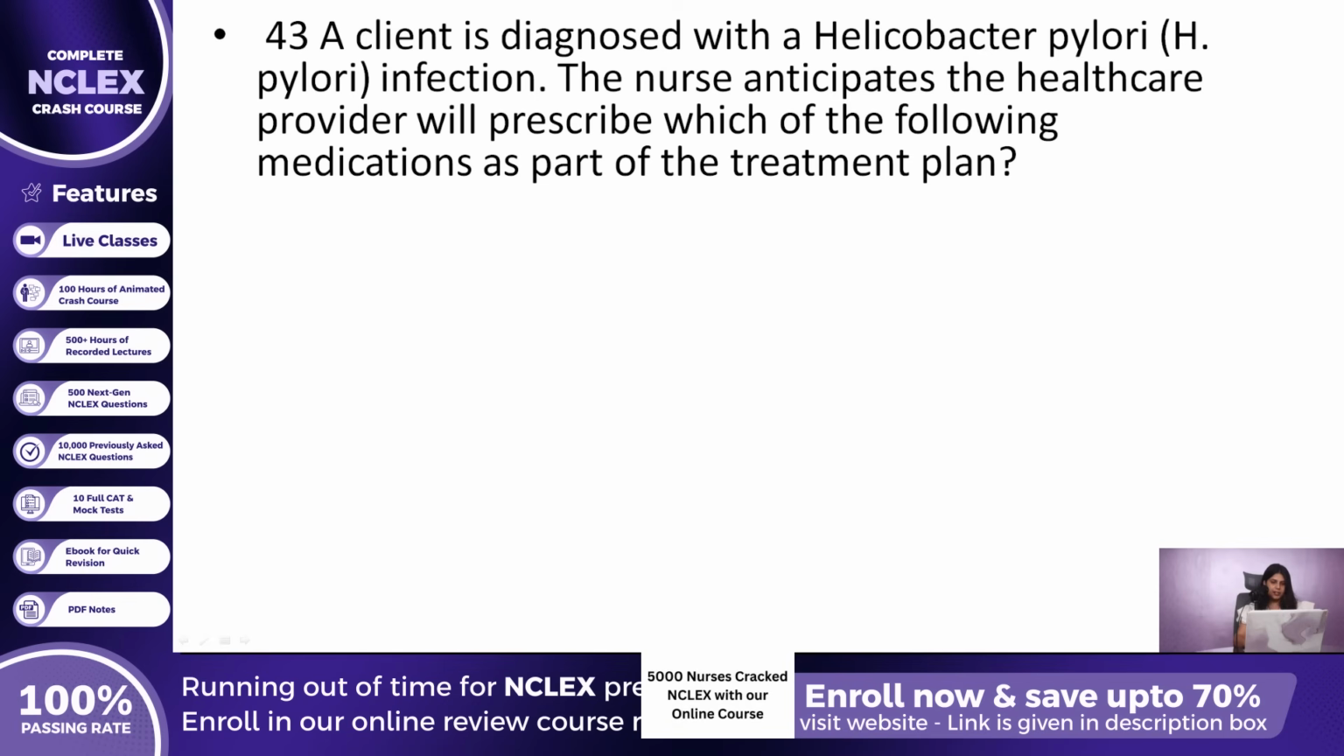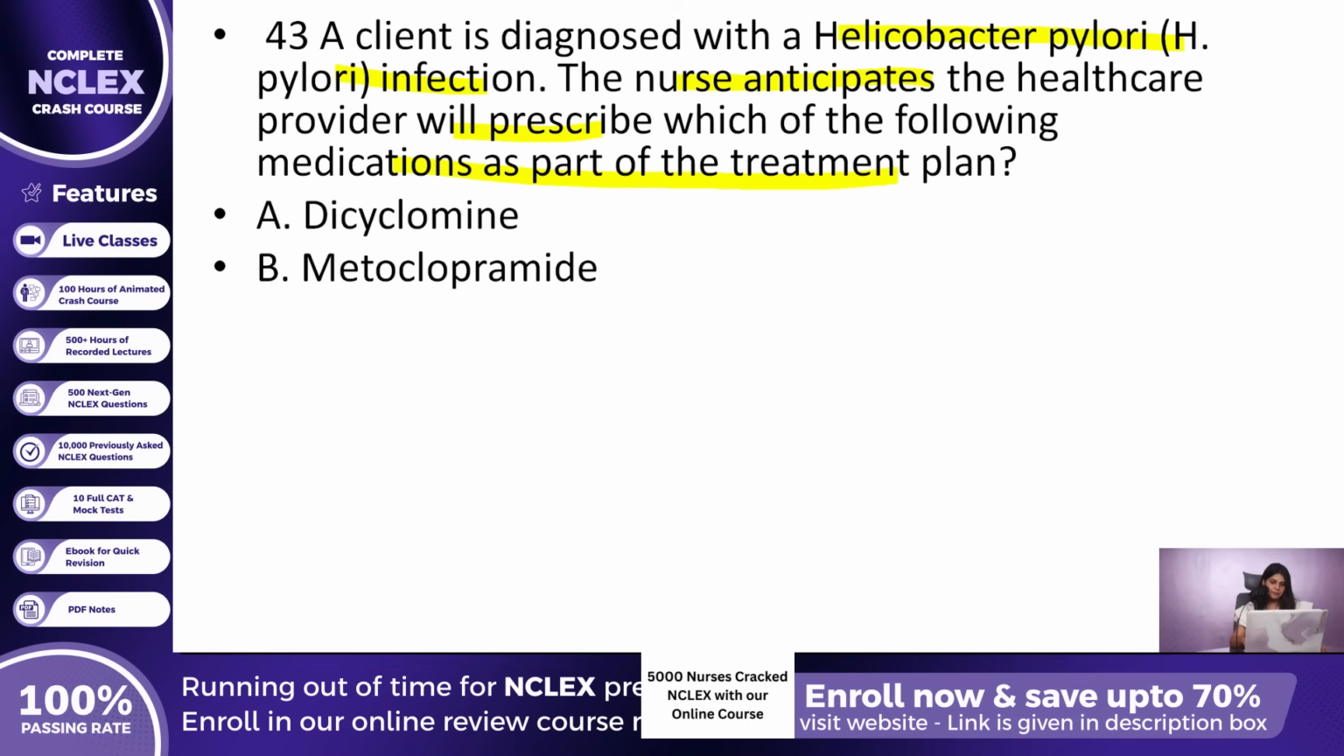Question 43. Let's consider a situation where a client is diagnosed with a Helicobacter pylori infection, commonly referred to as H. pylori. The nurse is anticipating which medication the healthcare provider is most likely to prescribe as part of the treatment plan. The options are as follows. Option A is dicyclomine. Option B is metoclopramide. Option C is valacyclovir. And option D is amoxicillin.